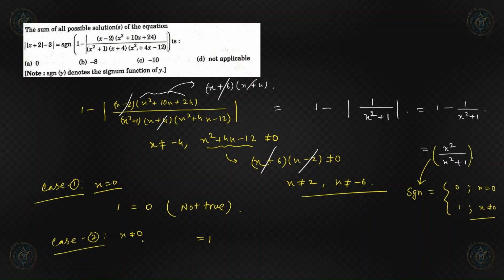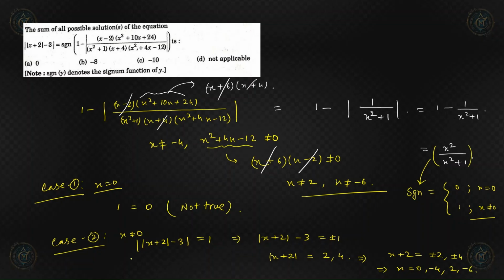And the left hand side becomes mod of x plus 2 minus 3, then modulus again. Okay, so if we try to solve this, we get mod of x plus 2 minus 3 is equal to plus minus 1. So mod of x plus 2 equal to 3 plus minus 1, so 2 or 4. Okay, that means x plus 2 equal to plus minus 2 or plus minus 4, or we can say x equal to 2 minus 2, so 0, then minus 2 minus 2, so minus 4, plus 4 minus 2, so 2, minus 4 minus 2, so minus 6.